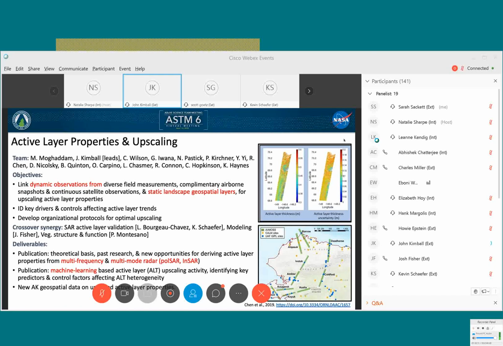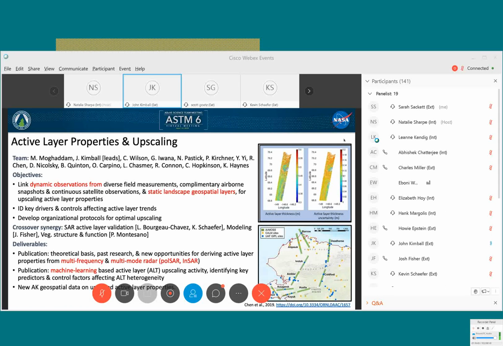years of SAR observations, but we've also got other types of synergistic observations from other airborne platforms, satellite observations that kind of cover the entire domain more continuously in time and space, as well as a diverse set of field observations that have been collected over the last several years.